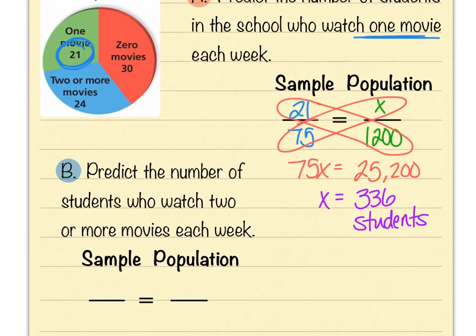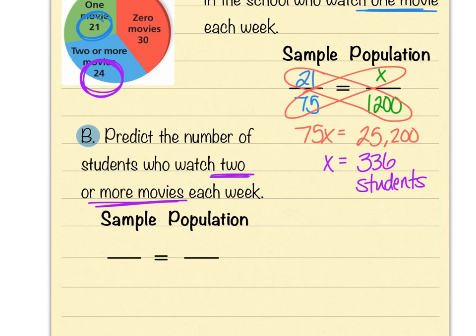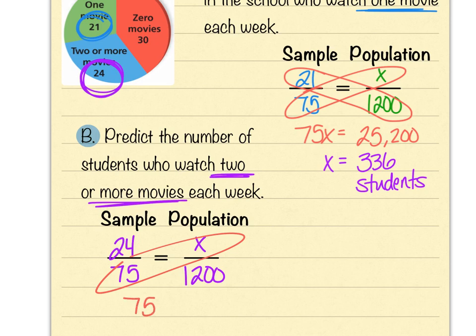Now let's do the same thing, but now we're going to do the ones that watch 2 or more movies, okay? And that's 24 people. So we'll do the same thing. Just if you didn't catch it the first time, maybe you'll follow along this time. So let's look at our sample. 24 out of, remember, 75. We asked 75 people. So 24 out of 75 people said they watched 2 or more movies. So how many people out of the 1,200 in our school are going to say that they watched 2 or more movies? So we cross multiply again. 75x.